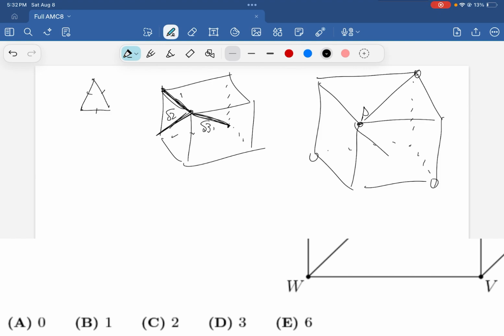You can make this triangle, or this triangle. And that's all 3 values. So we have 3 so far.